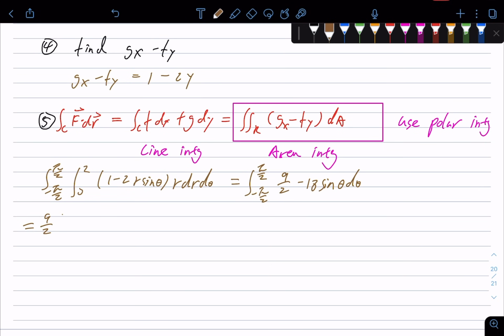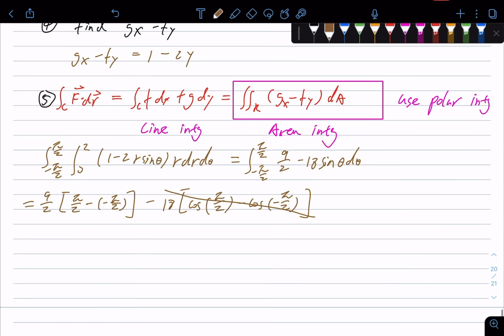over 2 times pi over 2 minus negative pi over 2, minus 18 times cosine pi over 2 minus cosine negative pi over 2. Right? Cosine of a negative number is the same thing, so this thing gets canceled out immediately, and then we will have 9 pi over 2.